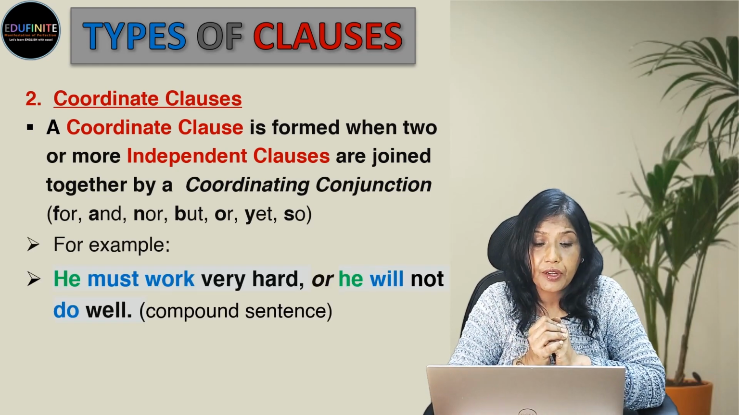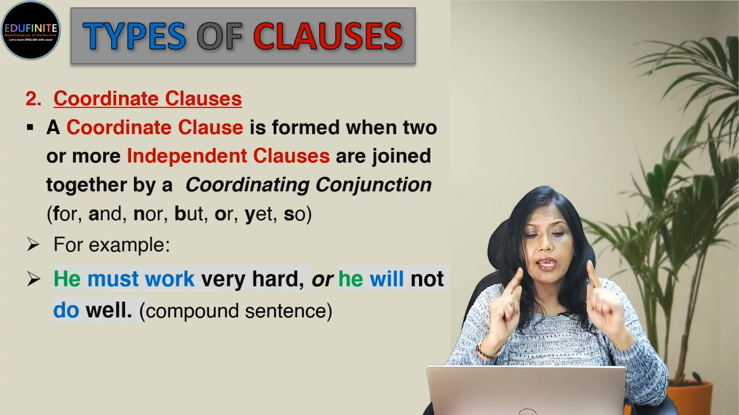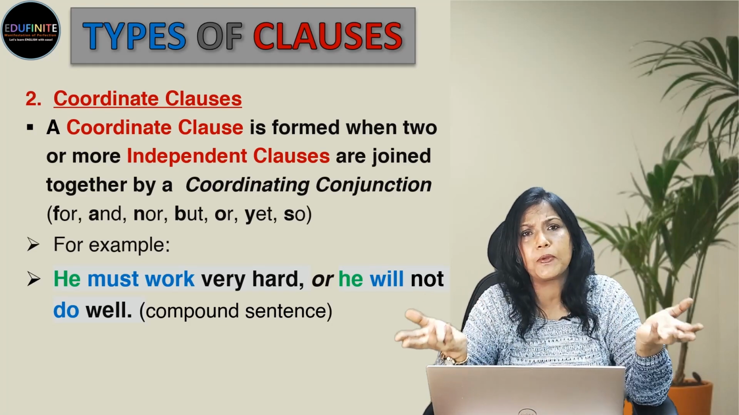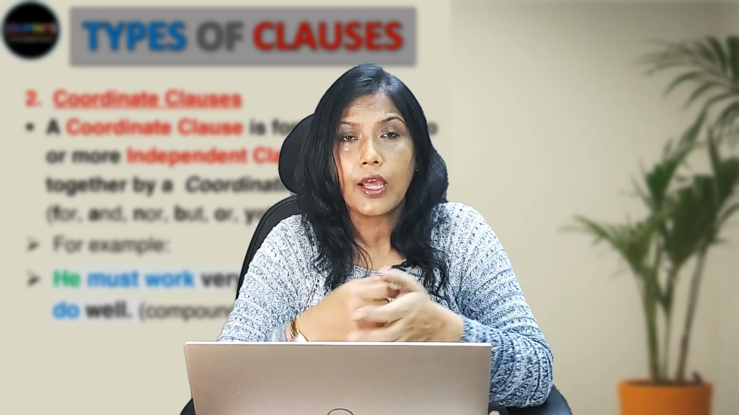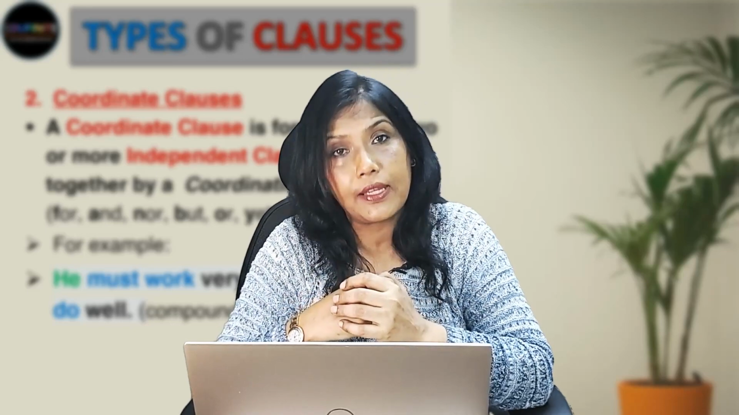He must work very hard or he will not do well. So he must work very hard. This is an independent clause because it's making complete sense by itself. If we just say he must work hard, yes, we know he must work hard. He is the subject, must work is the verb, and so this is an independent clause.